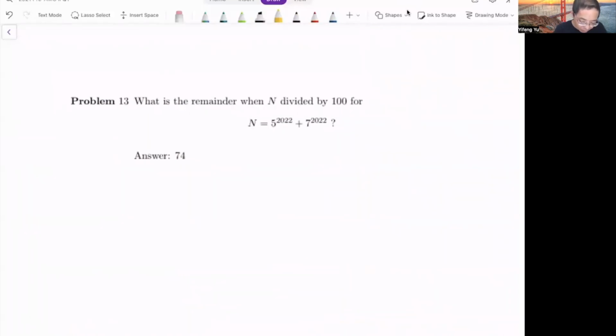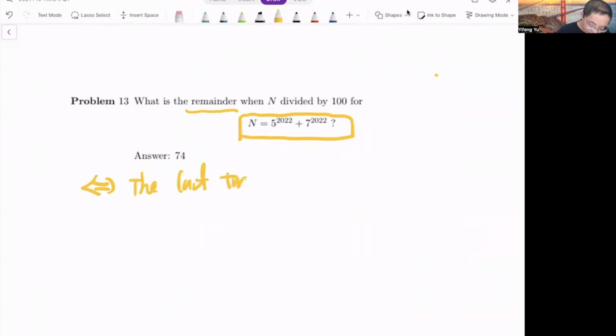Problem number 13. What is the remainder when this number n, which is right here, is divided by 100? When you're looking for the remainder when divided by 100, this is equivalent to asking for the last 2 digits of n, right? Now, how do we find the last 2 digits of n? For this problem, the quickest way is to find a pattern.